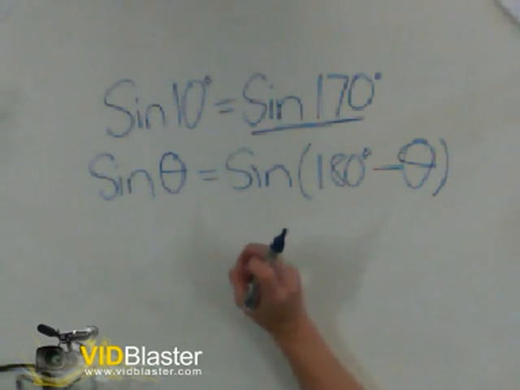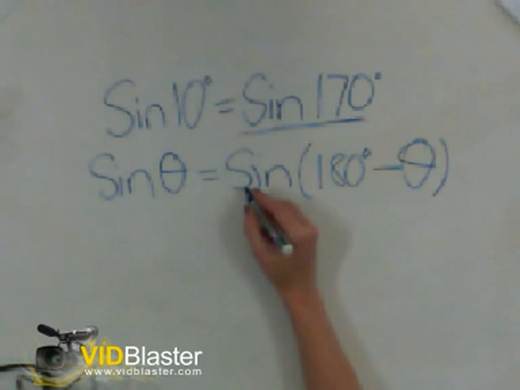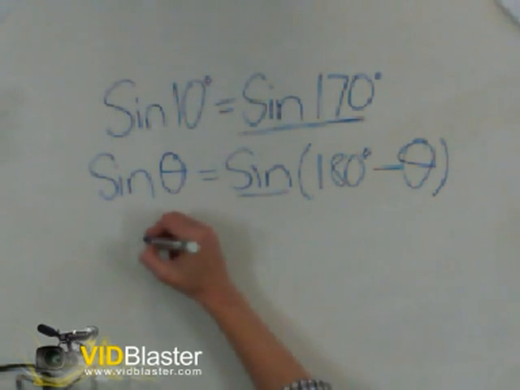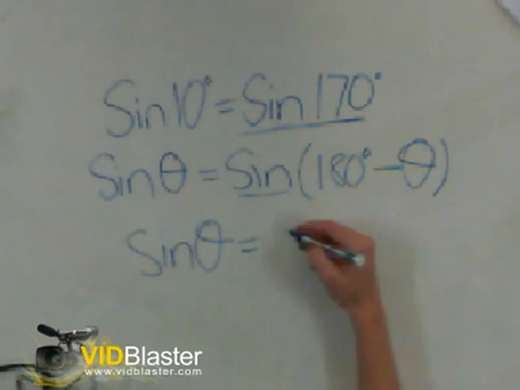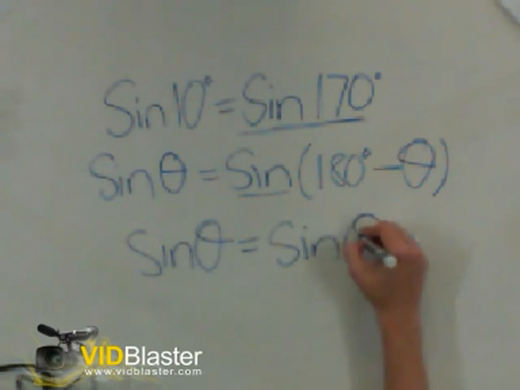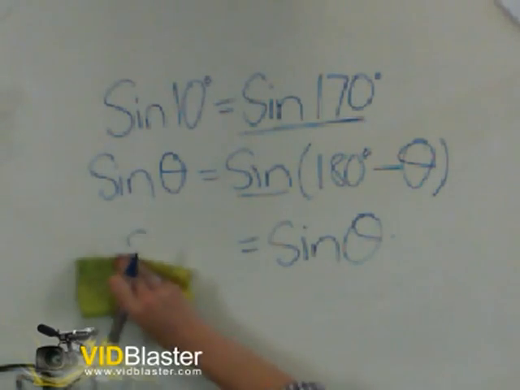Sorry, in the 2nd quadrant, sine is positive. I know that this will be positive, and I will have sine of theta being equal to sine of theta. Okay. Sorry, I should make that positive.